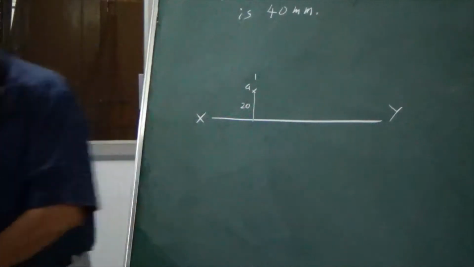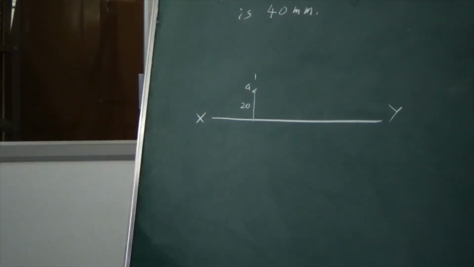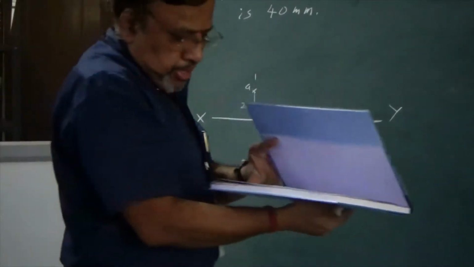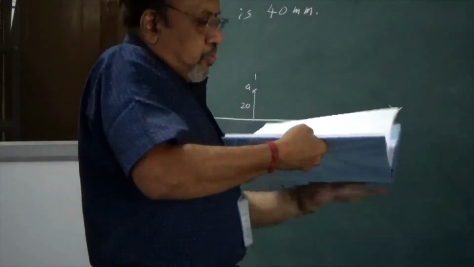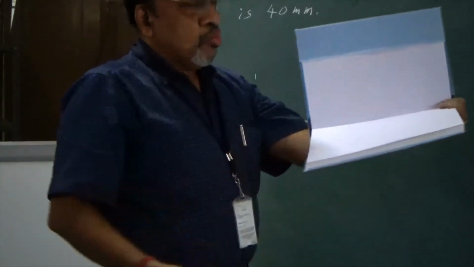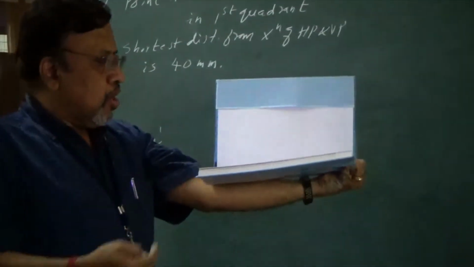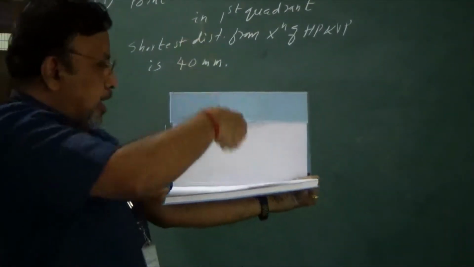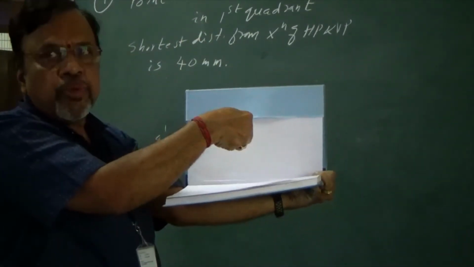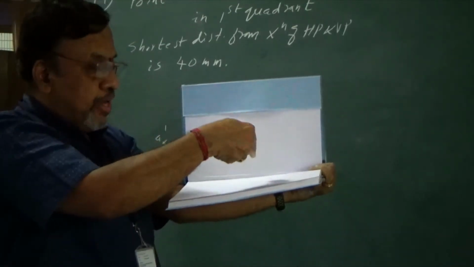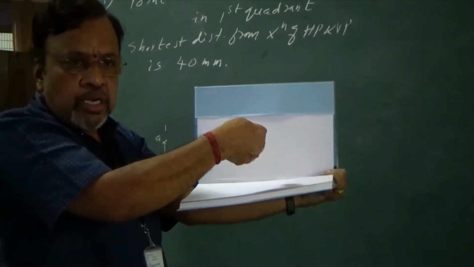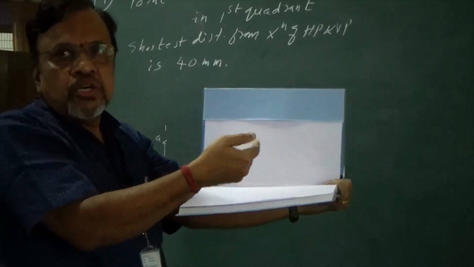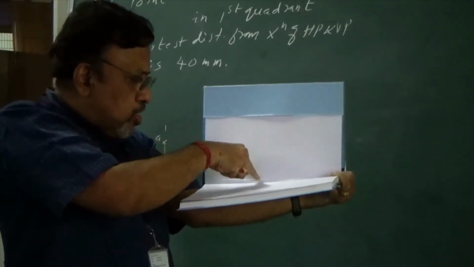For example, the problem is something like this. We have these two planes like this. Now, this particular point is 20 mm above HP, but I don't know how much it is in front of VP, which you are supposed to find. And he has given the shortest distance. So, the shortest distance, let us say, is from the HP-VP intersection only.